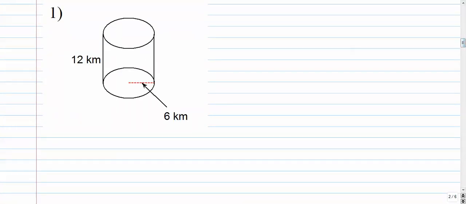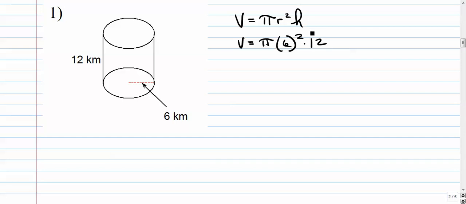Number one, volume is pi r squared times h, pi r squared times 12. So you go to your calculator, 36 times 12 pi is 1357.168 cubic kilometers.